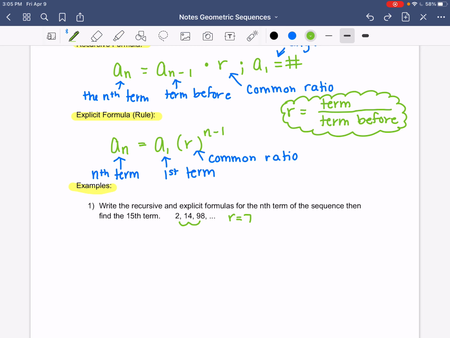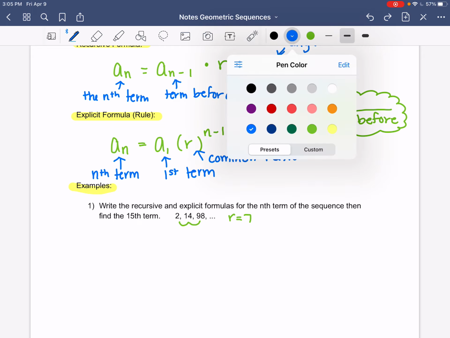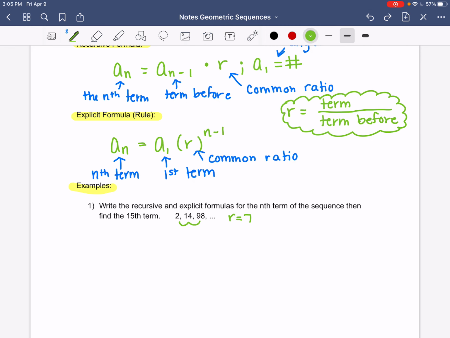So if I grab my calculator and divide 98 by 14 and 14 by 2, they should simplify to be the same thing. All right, so let's write our recursive formula first. For our recursive formula, I'm just going to use R for recursive, a sub n equals a sub n minus 1. That part always stays the same. And then you just multiply by whatever your common ratio is.